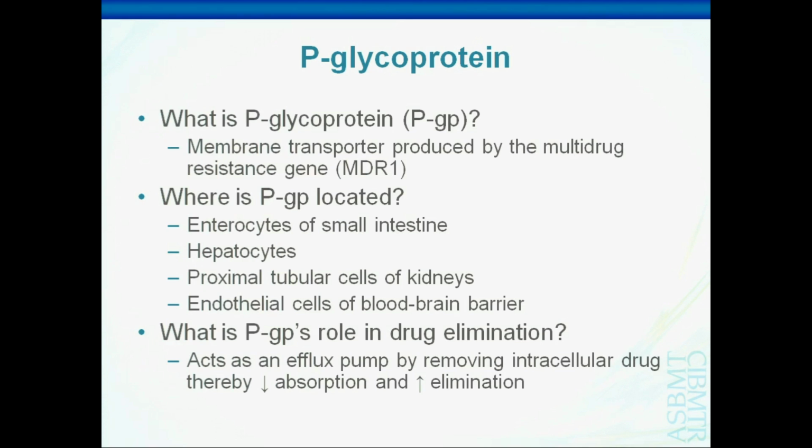P-glycoprotein is located in enterocytes of the small intestine, hepatocytes, proximal tubules of the kidney, and endothelial cells of the blood-brain barrier. Although we know its original role was to decrease chemotherapy absorption and increase elimination, there are many non-chemotherapy medications that are metabolized through this pathway.